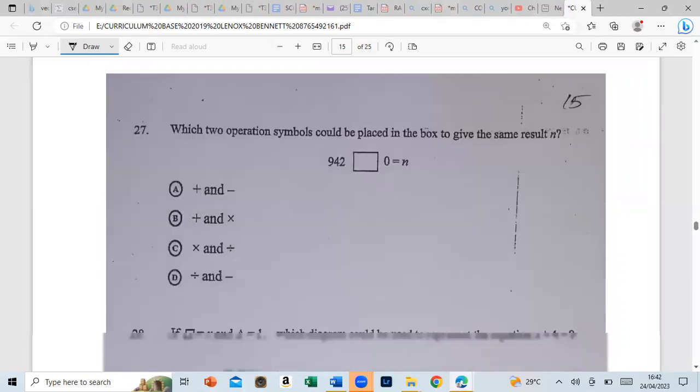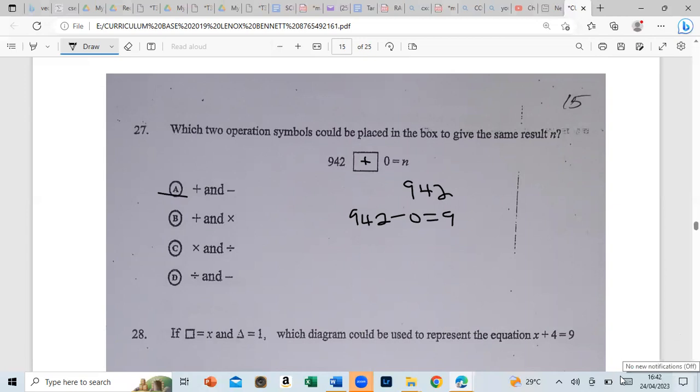Which two operations below would you place in the box to give the same result? All right, if you add 94 plus 0, that is 99 plus 2. So I think A is the answer. If you multiply, if you subtract, then you would have gotten 942 also. All right, let's move on to 28.